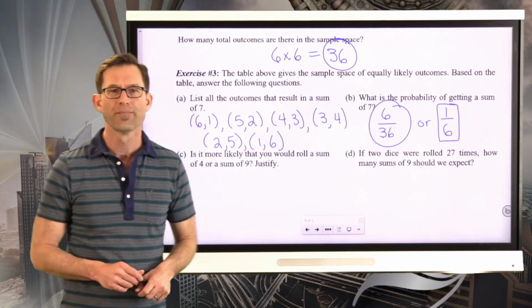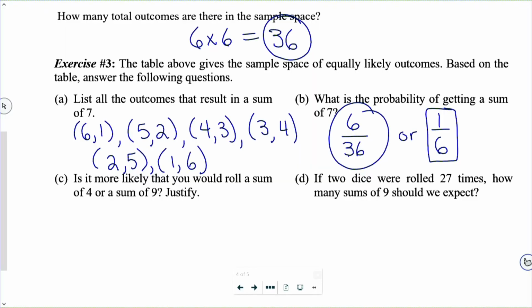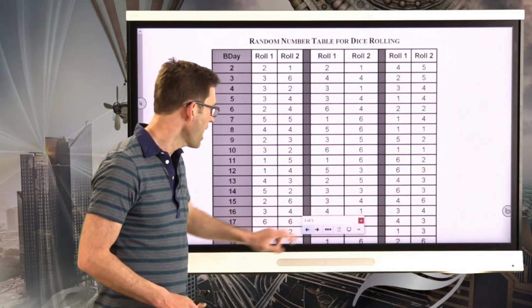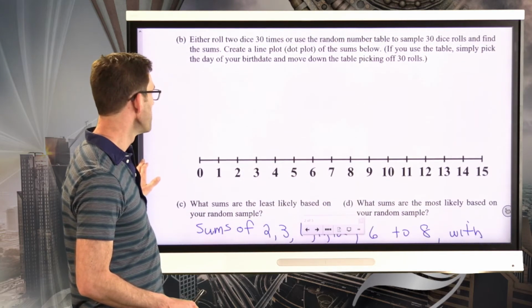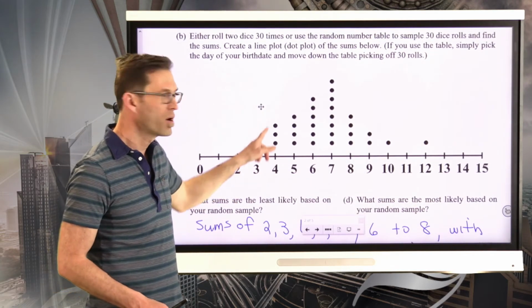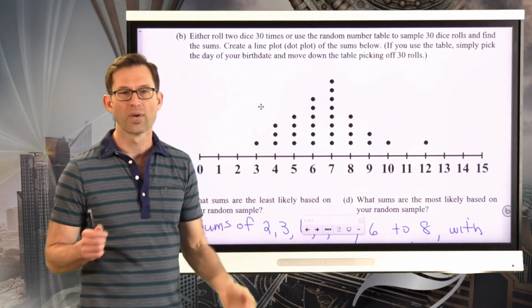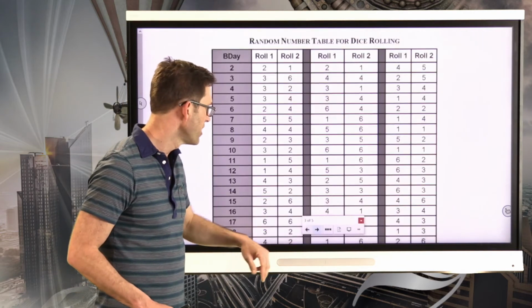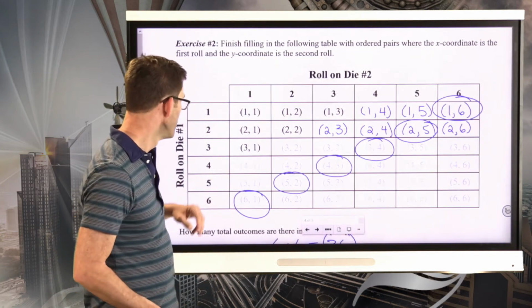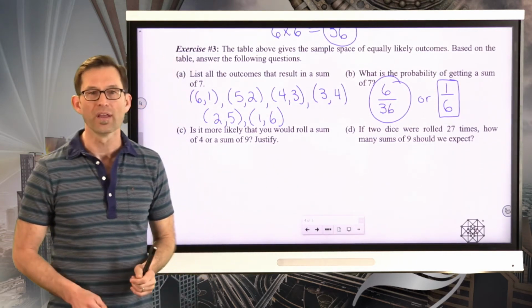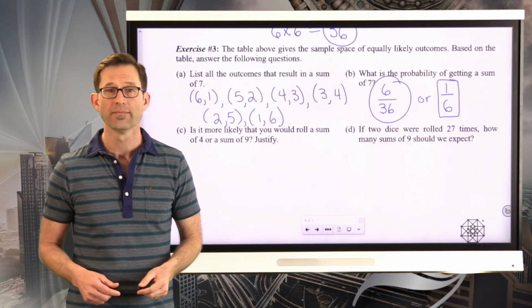Let's take a look at letter C. Is it more likely that you would roll a sum of 4 or a sum of 9? Justify. So which is more likely? Would I get a roll of 4 or would I get a roll of 9? If I go back a couple screens, right, and I look at my results, my 4, I had 3 of them. My 9, I had 2 of them. But that was just when I was rolling the die, when pure luck was kind of showing me what was going on. There are my numbers again. What I'd like you to do is try to use probability to figure out which one of those is more likely.